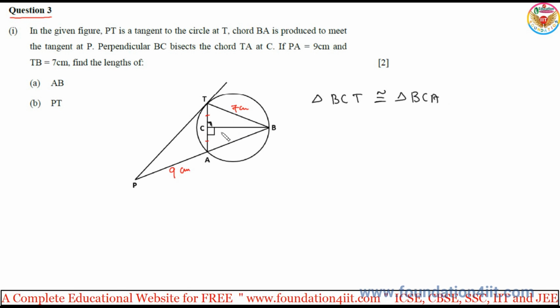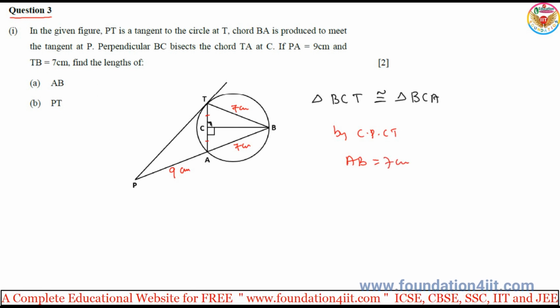These two triangles are congruent. Then according to CPCT, corresponding sides are equal. That means BT is equal to AB. So therefore AB is also 7 centimeters. So by CPCT, AB is equal to 7 centimeters. This is the first property we can use.